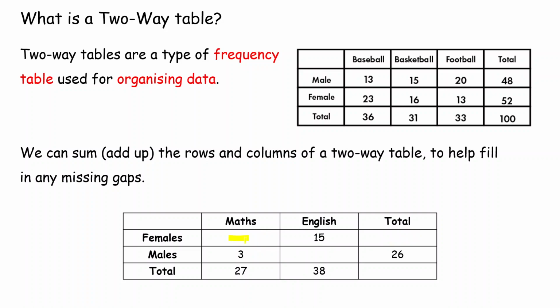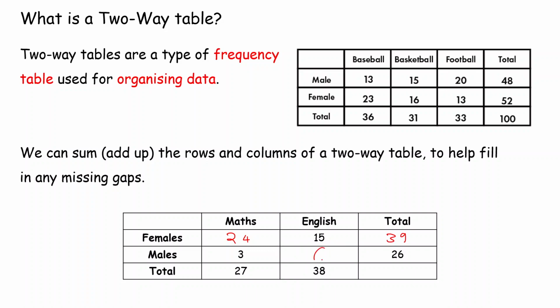But you could find this one using these two here, because you know that in total for maths there's 27 people, so something add 3 is 27, so 27 take away 3 is going to give you 24 on that one. Because 24 add 3 gives you 27. Then to get the total over here, you can look this way this time and say 24 add 15. It's going to give you 39 people in total.